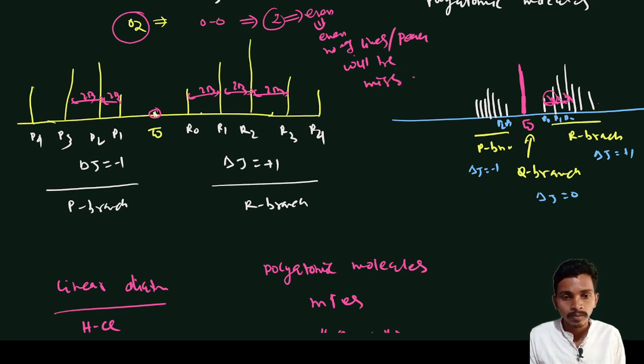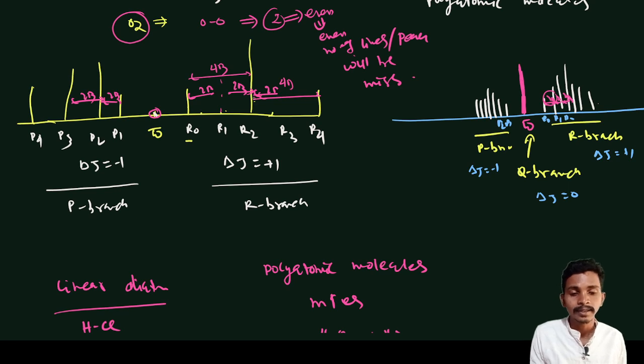Okay, so with even-numbered lines, R1 is present and this will be missed. Okay. And this R2 is present, and this is odd, and R3 will be missing. Like this you will get. So previously the distance was 2B, now that distance is going to become 4B. Here also the distance will become 4B because alternate spectra are missing.